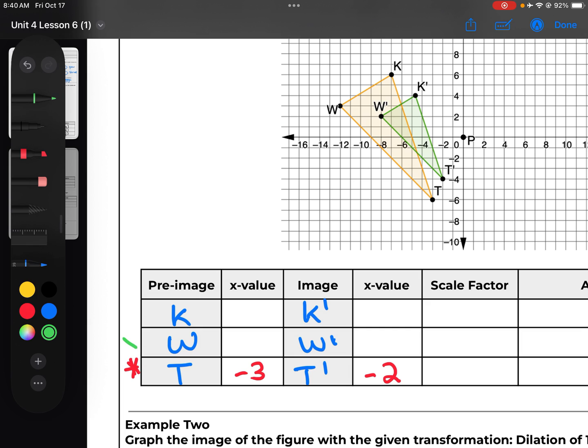We're also going to double check this with W. Like I said, you only need 1 point, but I'm going to do 2 just for good measure. So W, the coordinates for the x value are -12. The coordinates for W prime, -8.